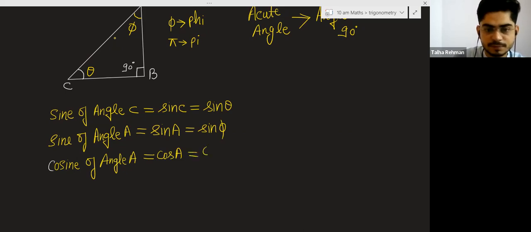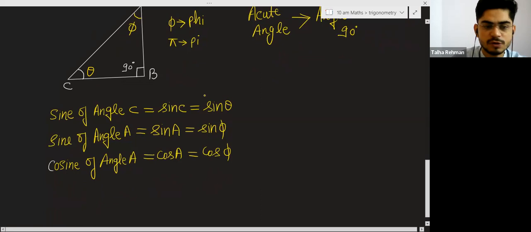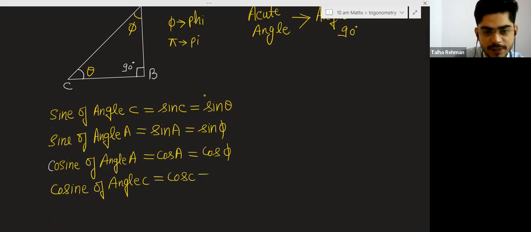With respect to the angle you have to take. Okay, and also you can write cosine of angle C, that is equal to cos C, that is equal to cos theta. Okay.